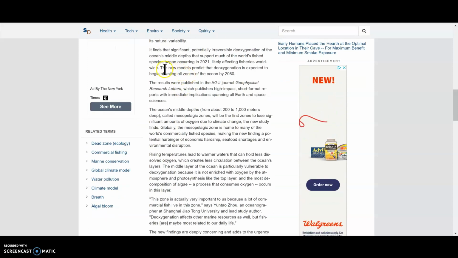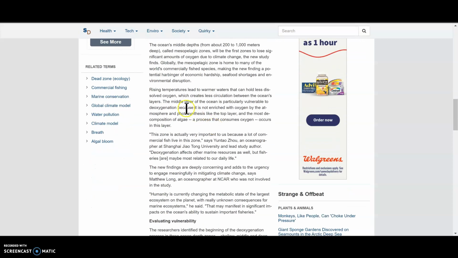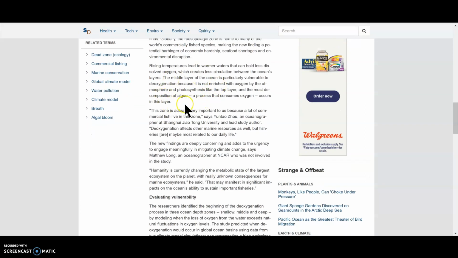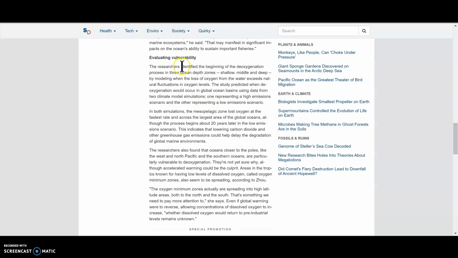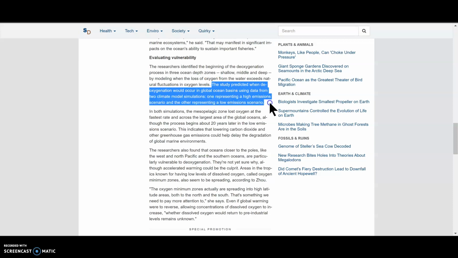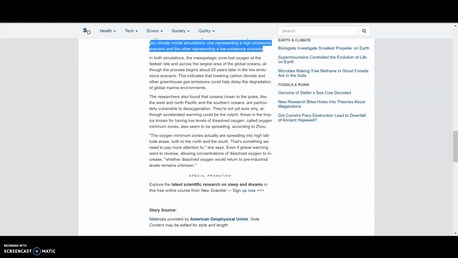So this is talking about what the models actually predict. And let's see what else we are talking about. This is just kind of talking about what their results were. Okay, here we go. The researchers identified the beginning of the deoxygenation process in the 3 ocean depths. Then it says the study predicted when deoxygenation would occur using data from 2 climate model simulations. So this is where we want to talk about what the model simulations were. So one representing a high emissions scenario and other representing a low emissions scenario. So the emissions they're talking about are greenhouse gas emissions.